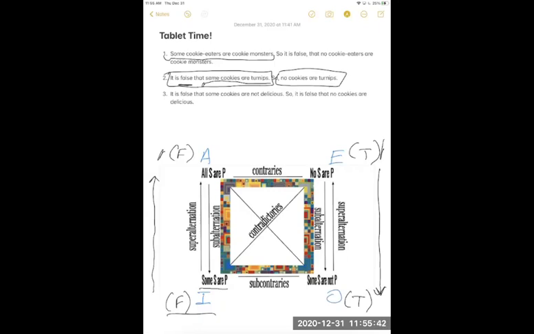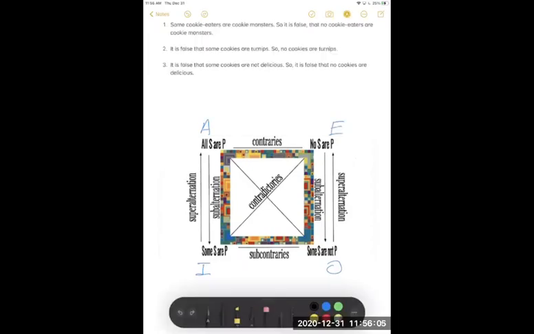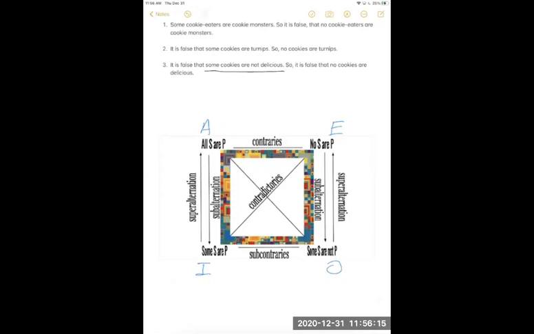Okay, so now we've seen what an argument looks like when the square of opposition has some undetermineds in it. Now we've seen what it looks like when it's fully filled in. So let's look at the third one, and maybe we'll get an invalid one. I don't really remember, to be honest, but okay. So let's look at this last one. It is false that some cookies are not delicious, so it is false that no cookies are delicious. Okay, some cookies are not delicious. That is an O statement, right?